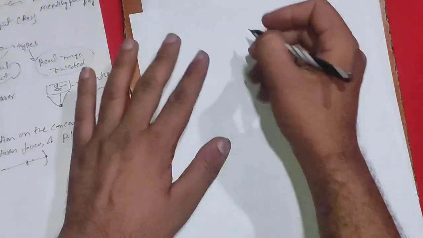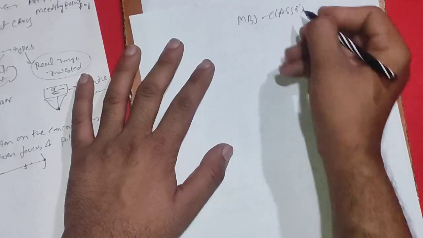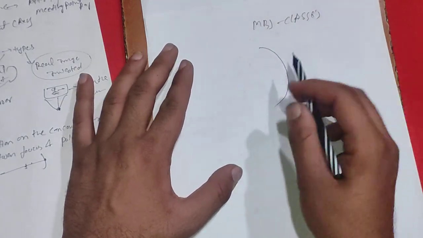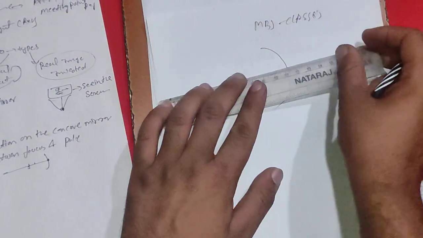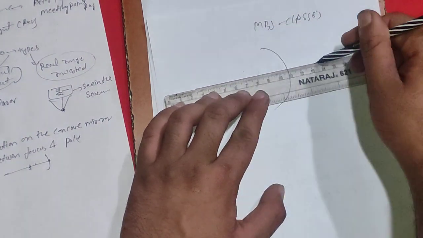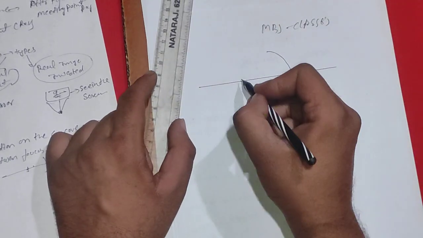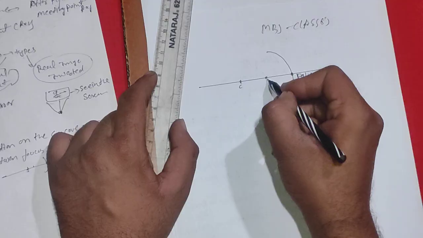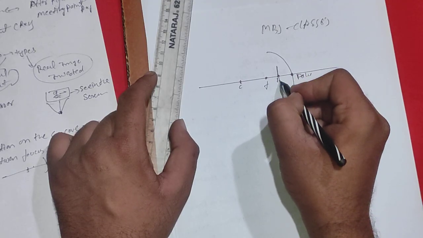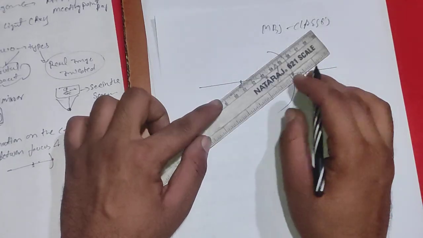Okay, now for example, this is my concave mirror. And this is our pole, our well-known pole, and this is our center of curvature, and the focus. For example, the object AB is between the pole and the focus.